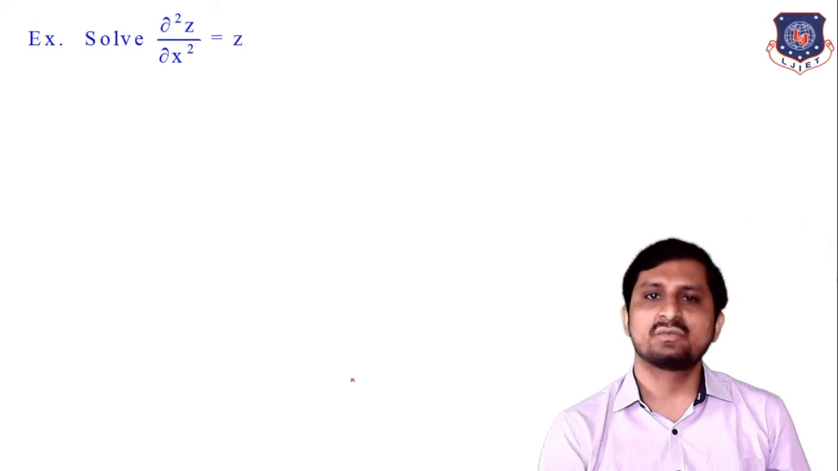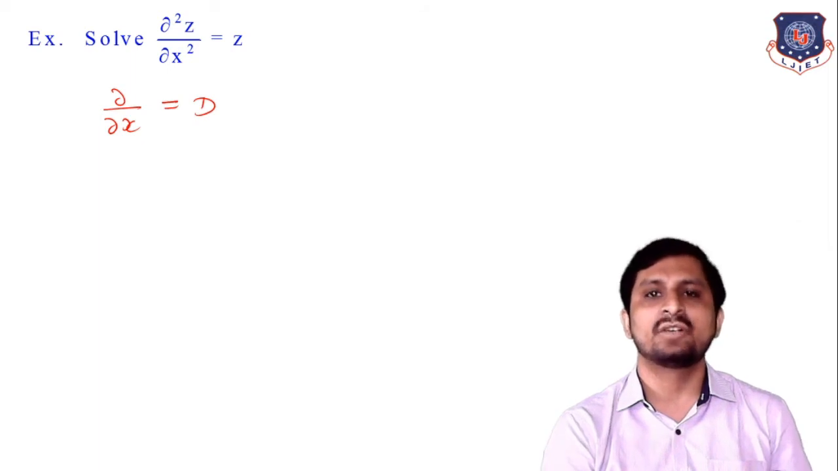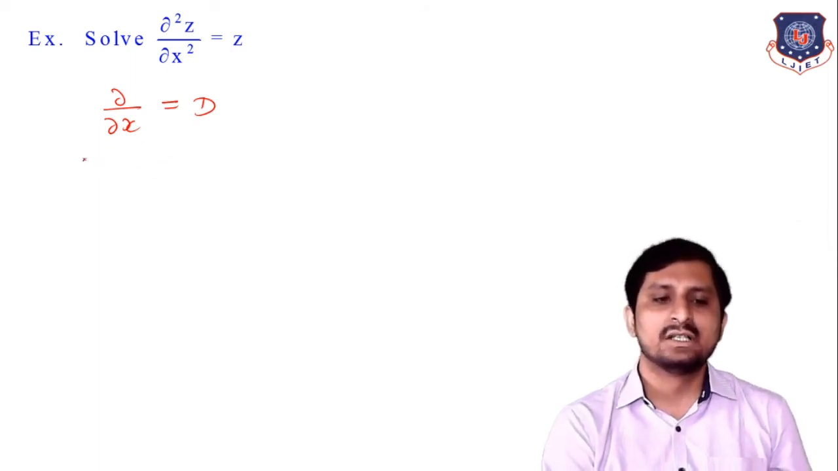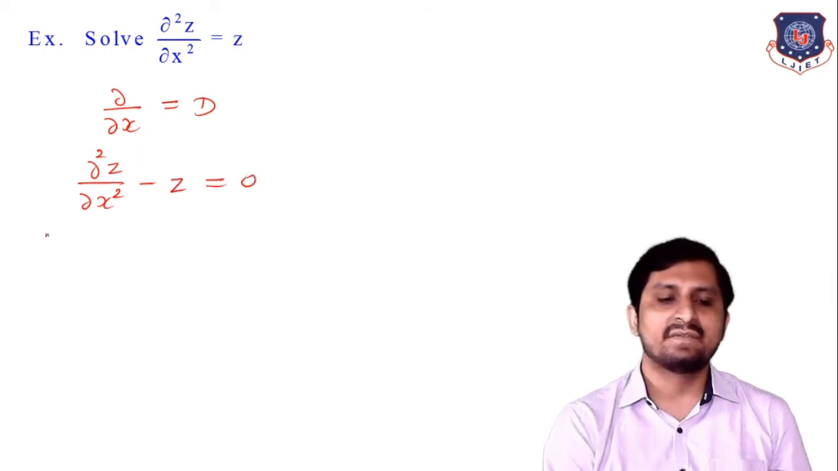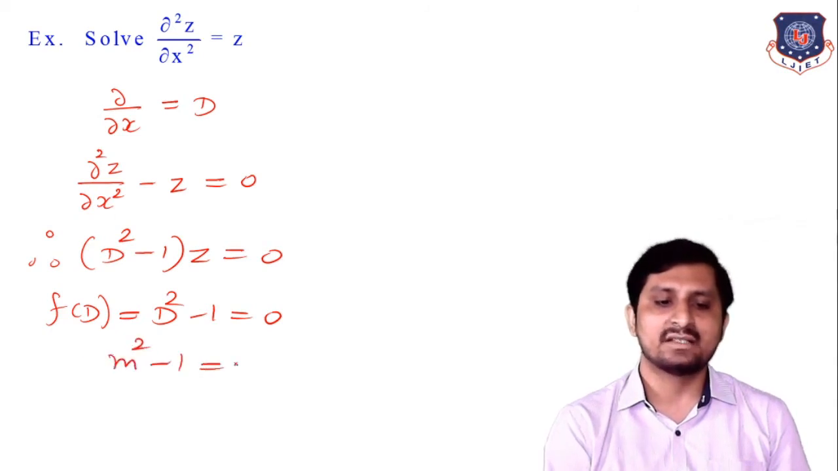Now let's solve just one example. First example: del square z by del x square is equal to z. You can understand that del by del x is equal to capital D. Here there is no term of del by del y, so you don't need to assume. So I can write this as del square z by del x square minus z equal to 0. Using this notation, this is D square minus 1 into z equal to 0. Now what is f of D? f of D is D square minus 1 equal to 0. So the equation in m is m square minus 1 equal to 0.